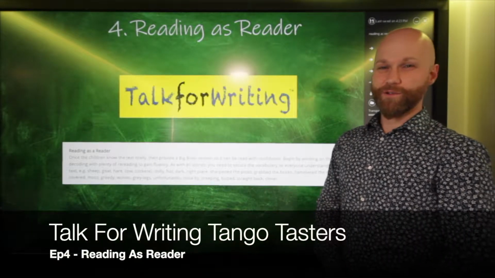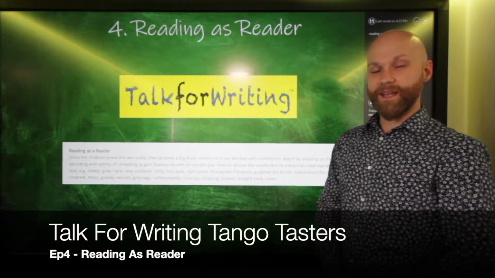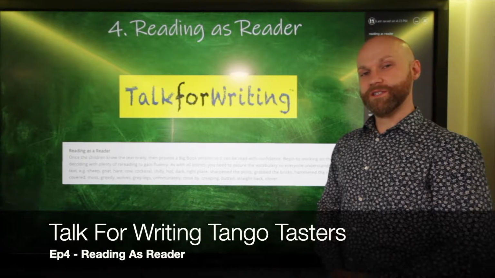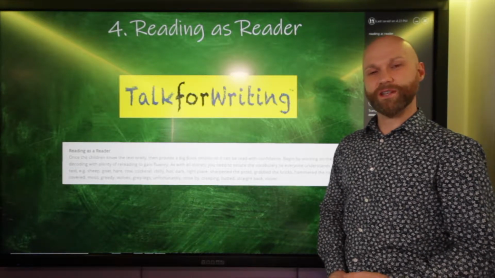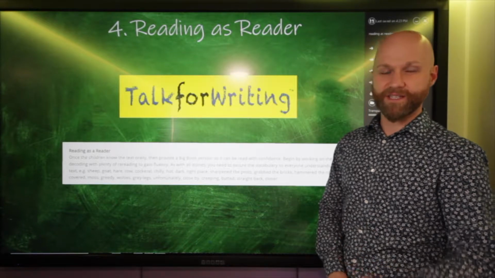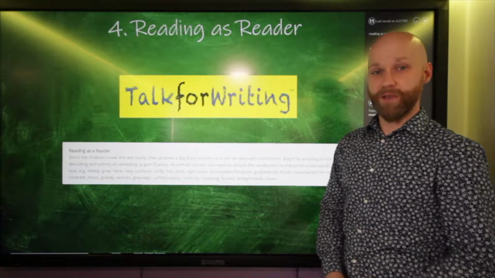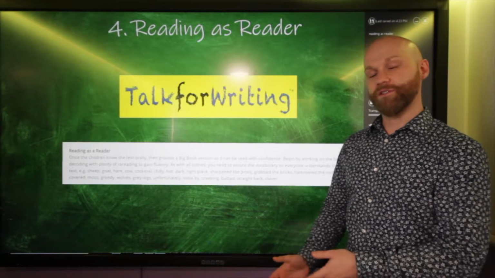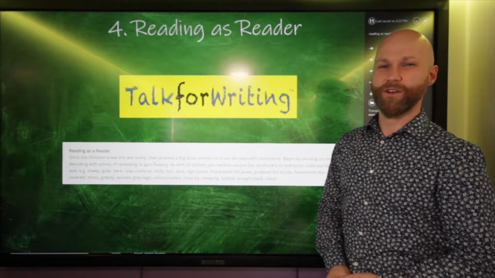Part 4 of our Talk for Writing scheme within Tango is reading as reader. Now, insofar as how Pie Corbett has structured this, this would be the point where the kids move away from just learning about the text orally and repeating and retelling it, and move into the writing at some stage. So that's a case of big book work, creating stuff handwritten in books and then potentially sending stuff back for marking.